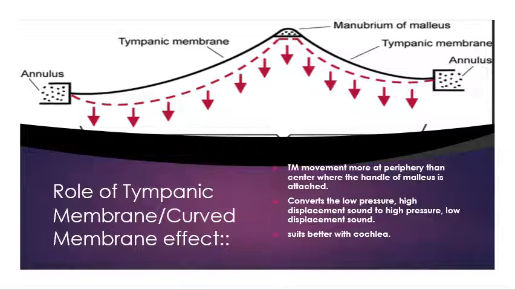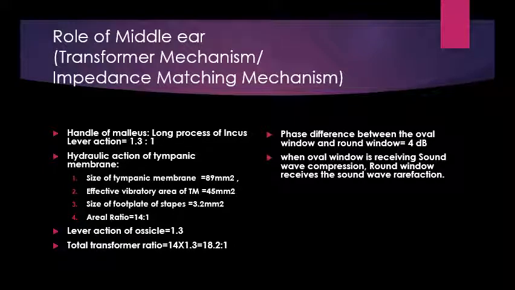So this is how it converts the high displacement, low pressure sound to low displacement and high pressure sound. This is again going to be transmitted through the incus, then to the stapes and to the oval window. So this is known as the curved membrane effect. And this type of sound, low pressure high displacement converted to high pressure low displacement sound, is more suitable for the cochlea. So this is very important for you, and it is often asked in the exam also.